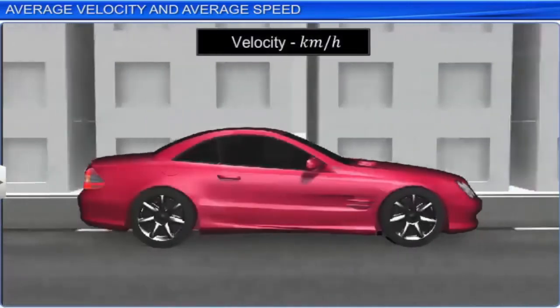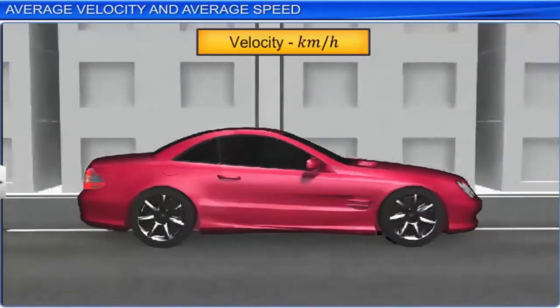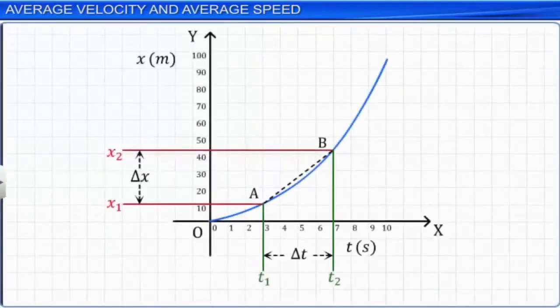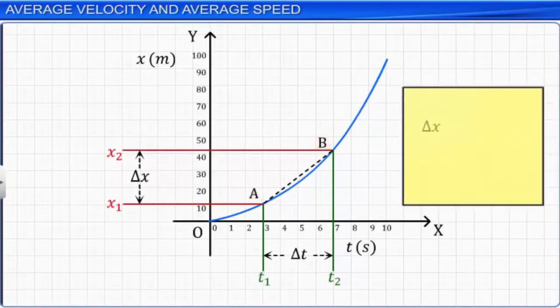Let us take the readings from the graph and calculate the average velocity of the body from point A to point B. Delta x is equal to x2 minus x1, which is equal to 42 minus 10, which is equal to 32 meters. Delta t is equal to t2 minus t1, which is equal to 7 minus 3, which is equal to 4 seconds. V bar is equal to 32 by 4, which is equal to 8 meters per second.